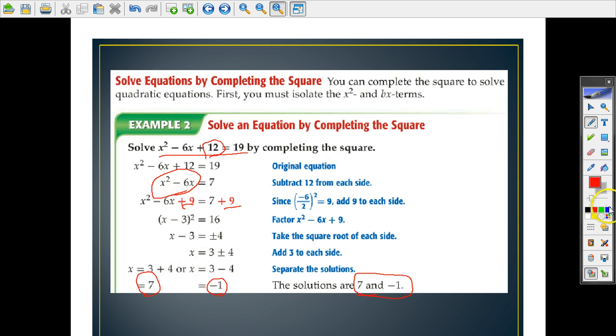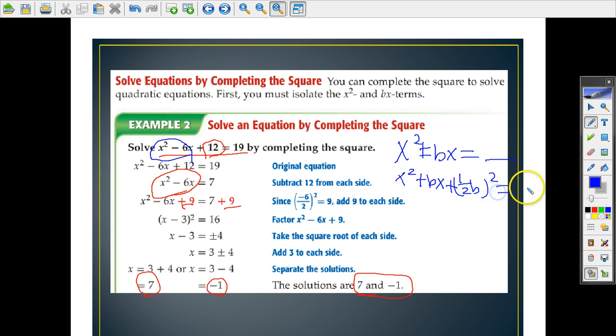Okay, quick recap. What do we do here? You want to isolate it so that it's just x squared plus or minus bx. Isolate it so that you have everything else on the other side. Now you can make it look like x squared plus bx plus, remember, 1/2 of b squared.